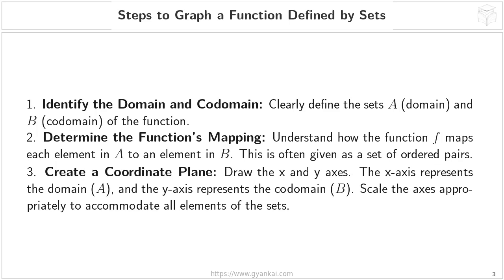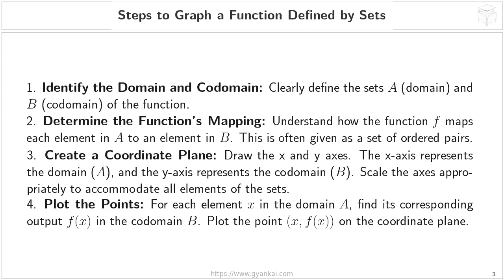Step 2, determine the function's mapping. This is where we understand what the function does. How does it take an input from set A and transform it into an output in set B? This mapping is often given to us as a set of ordered pairs. For example, we might be told that f(1) equals 2, f(2) equals 4, and so on. Understanding this relationship is crucial because each of these pairings will become a point on our graph.